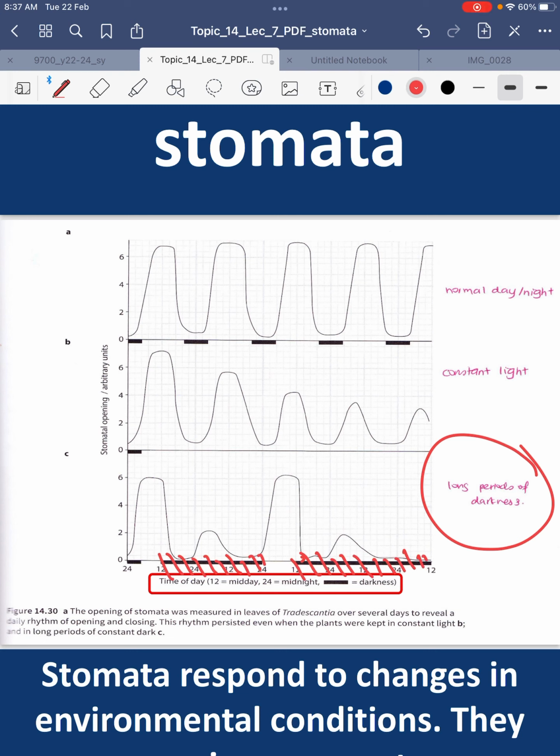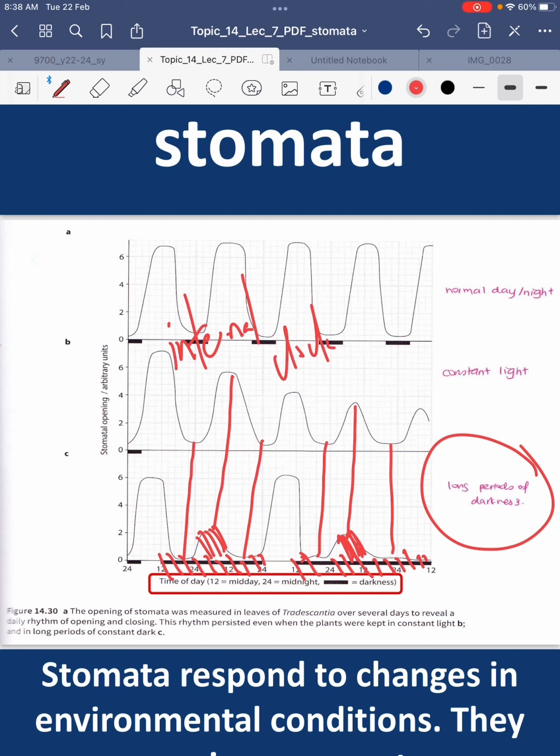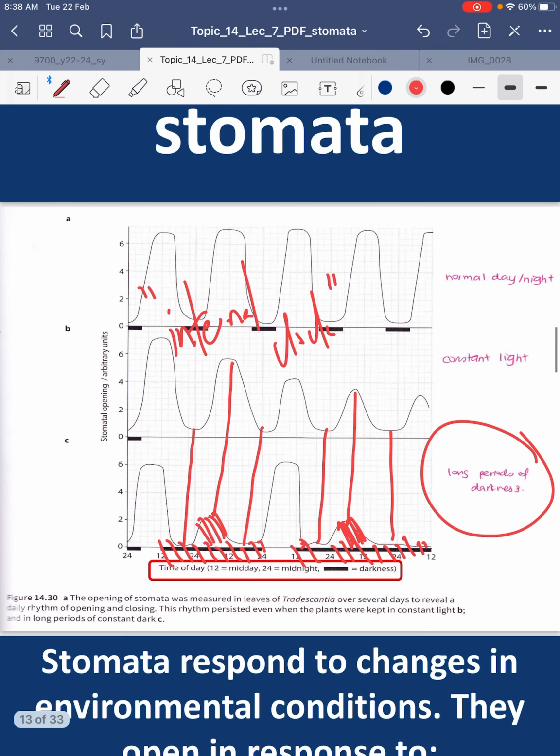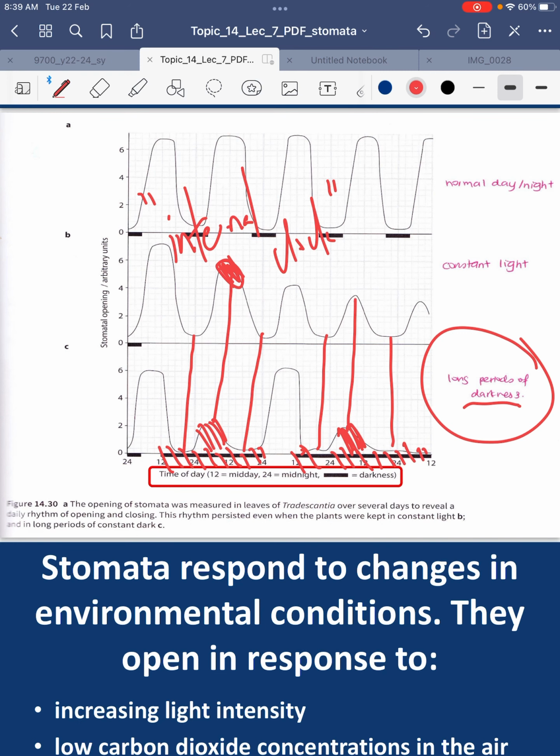Why do these plants still open the stomata despite being exposed to darkness? No light means there's no photosynthesis. That is because they have what we call again an internal clock. Of course, the opening of the stomata is not as wide as when there is constant light. This is a long period of darkness. But they do still respond, they still follow their daily rhythm, that internal clock.